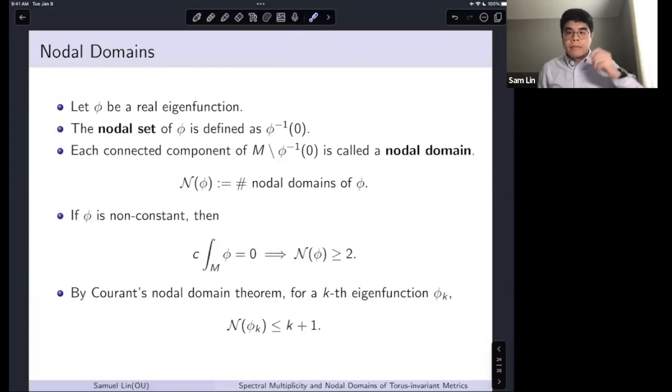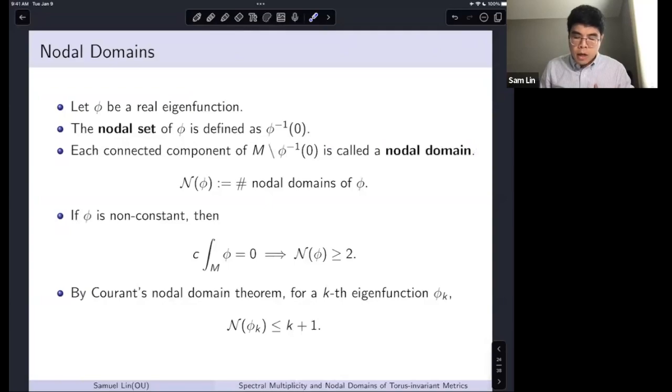This is really from the original idea of Jung and Zelditch in 2020. So let phi be a real eigenfunction. The nodal set of phi is defined as the preimage of 0. And each connected component of M minus the nodal set is called a nodal domain. Now I will let curly N of phi denote the number of nodal domains of this eigenfunction phi.